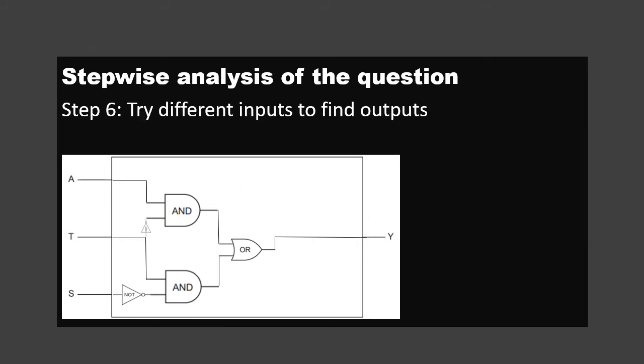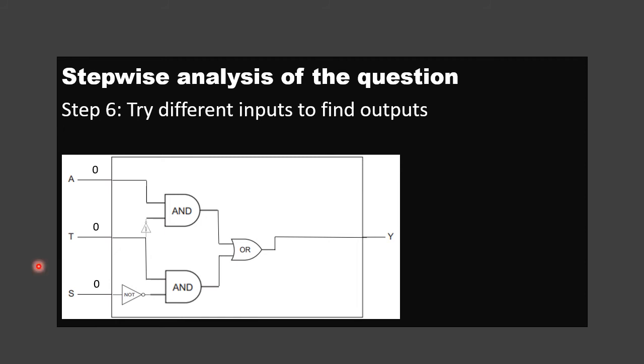Let's take a look at how to solve this by using the different inputs and getting the specific output. In the first case, we have A, T and S to be zeros. So we'll try these three inputs: A 0, T 0 and S 0. We'll just trace how the input changes towards the output side, and then we'll fill it up in the truth table.